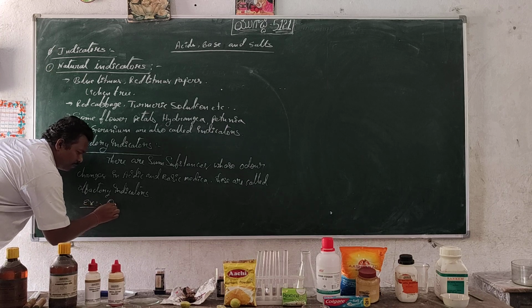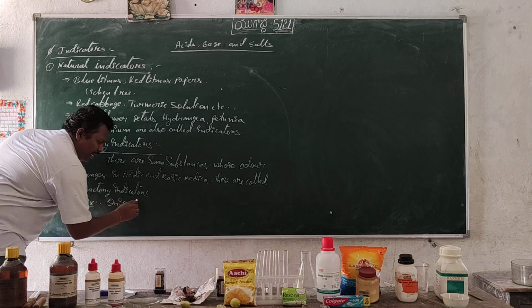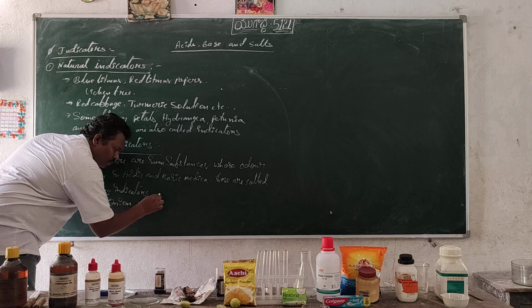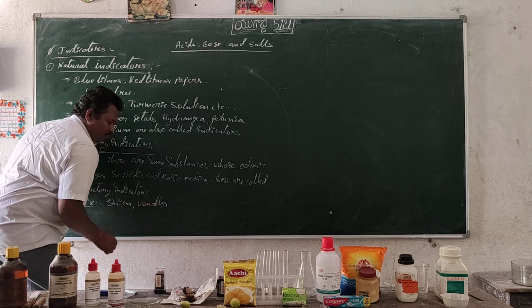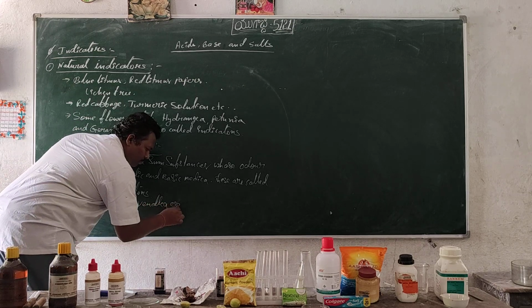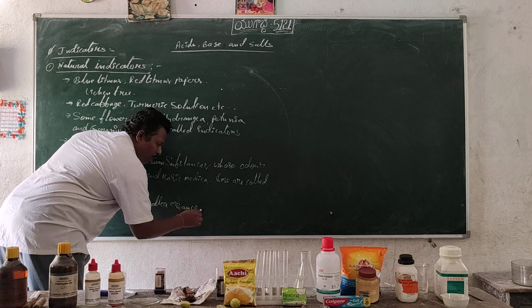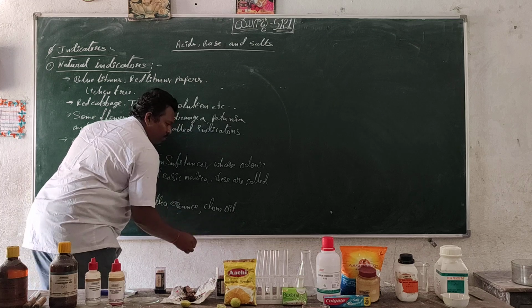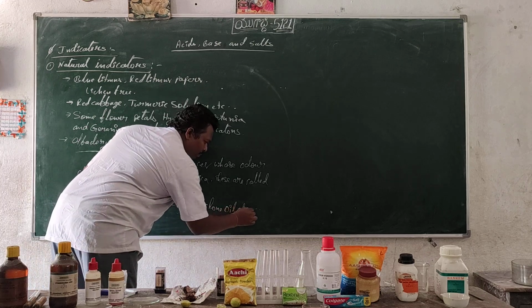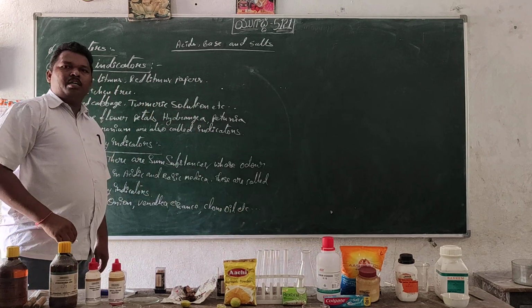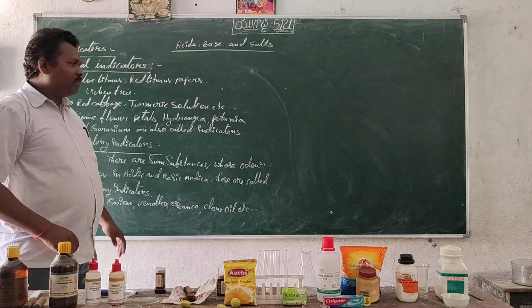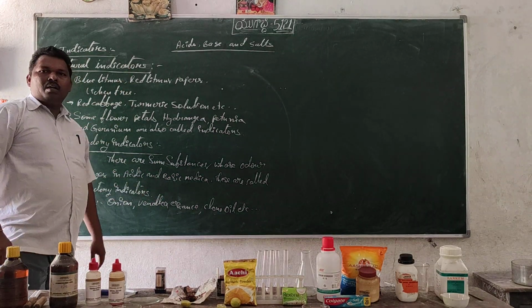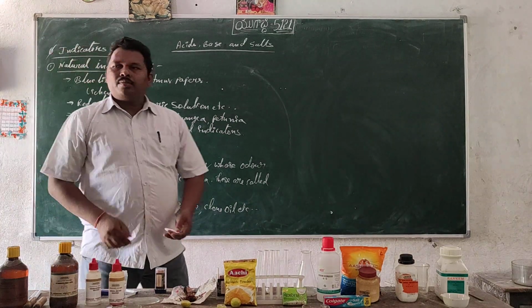onion, vanilla essence, and clove oil, etc. These are the examples of olfactory indicators. So these are called natural indicators.